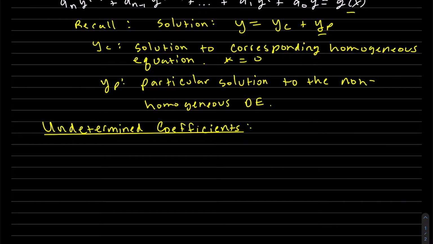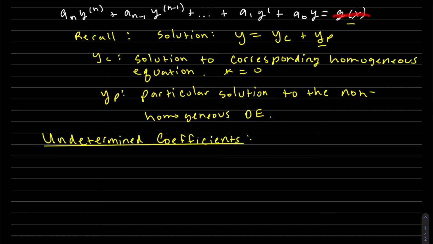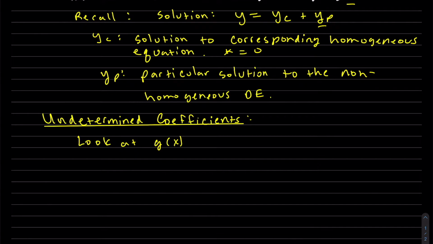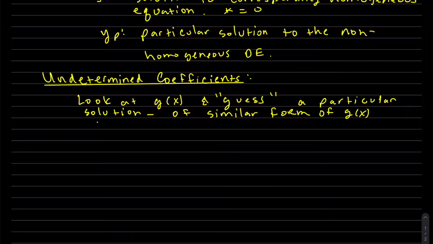So the process for undetermined coefficients is basically to look at our g of x and guess. It's going to be an educated guess, though. And it's going to be of similar form to your g of x. And then we're going to solve by equating coefficients.